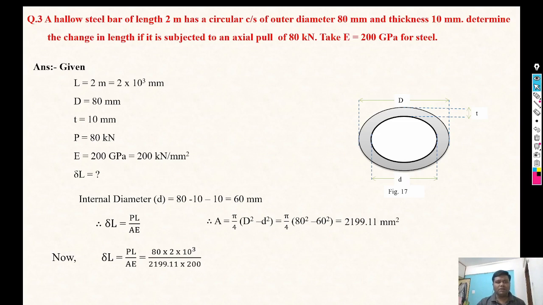Okay, now again by the same method, just put all the values that we have considered in the given data and calculate the change in length. So P is 80, L is 2 into 10 to the power 3, A is 2199.11, that we have just calculated, and E is 200. So the change in length for this circular cross section is 0.3637 mm. That is the final answer.